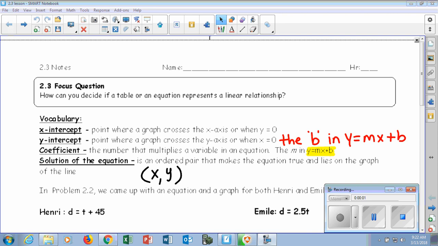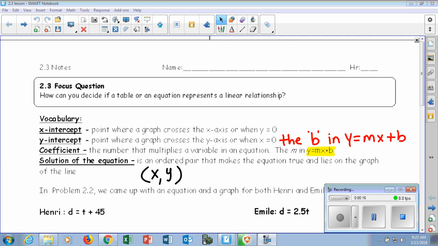Our focus question is going to be, how can you decide if a table or an equation represents a linear relationship? So we're going to be looking at tables and graphs and determining that. Before we get started, there's some vocabulary words that we'll have to go over.